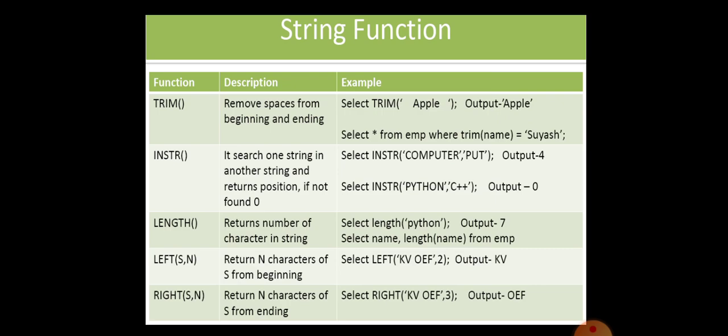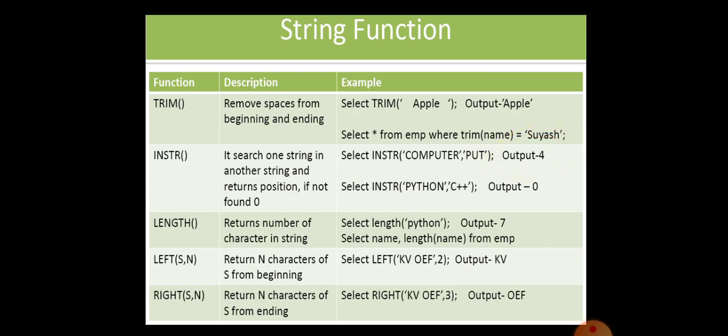Here we are checking whether "put" is in "computer". What are we checking? The second argument is in the first argument. Here "put" is the second argument and "computer" is the first argument. So the compiler will return the positional value of the starting letter. P is the starting letter of "put", which is given in the second argument, so the compiler will return the positional value of P only, that is 4. We will get the output as 4.